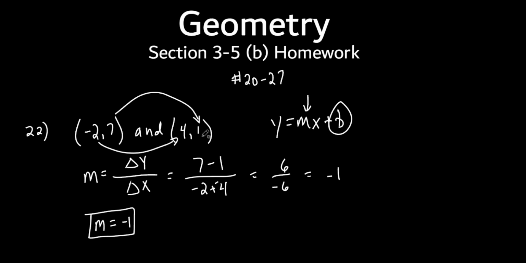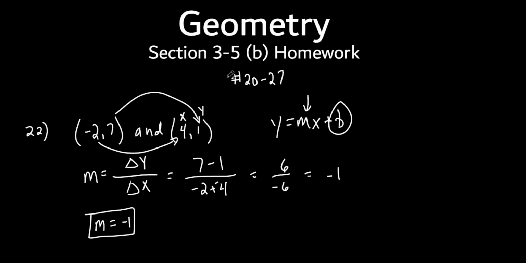-2, 7 or 4, 1? Yeah, I would say 4, 1 would be a little bit easier, right? It doesn't matter. You could pick the other one if you wanted to. You're still going to get the same thing. What does that mean, pick it? I'm going to use that for my x, and I'm going to use the 1 for my y.